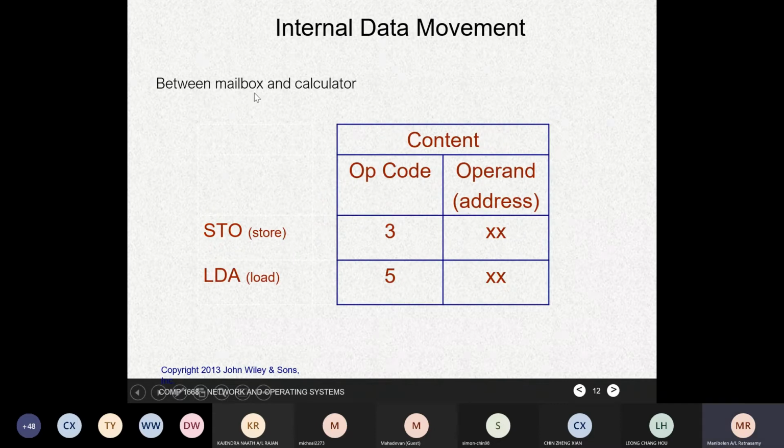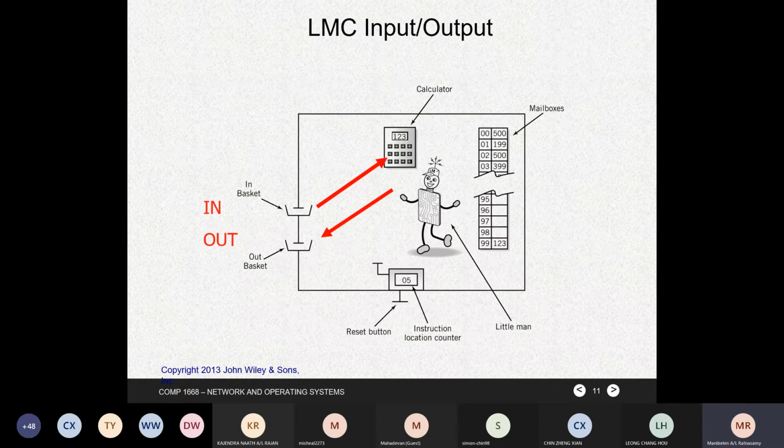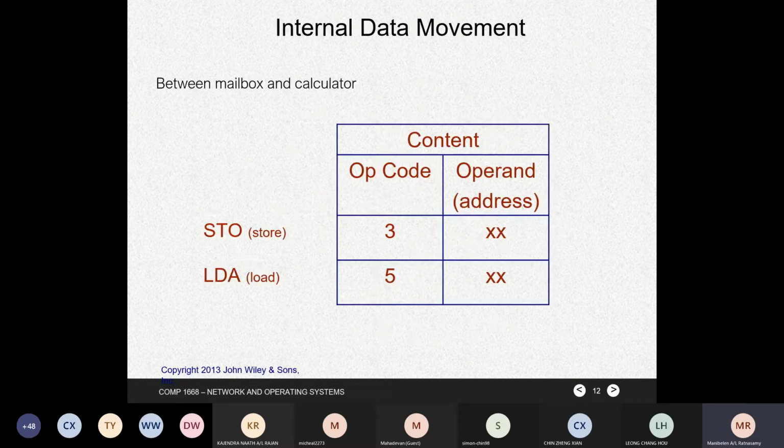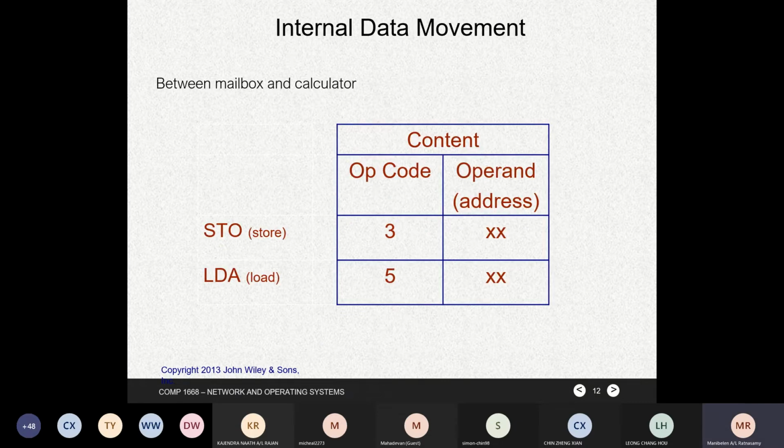So between mailbox and calculator. Okay, now we're going to take a look at the example between mailbox and calculator. That is, if you look at the diagram, over here between these two, mailbox and calculator. Calculator is equivalent to our CPU in the computer system. Mailbox is equivalent to our storage, memory in our computer system.